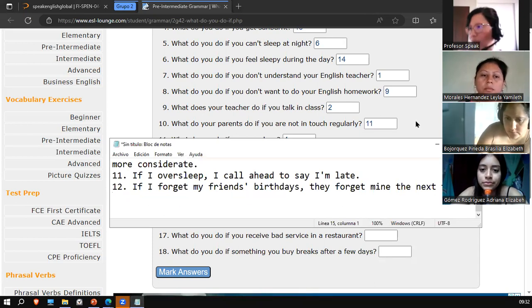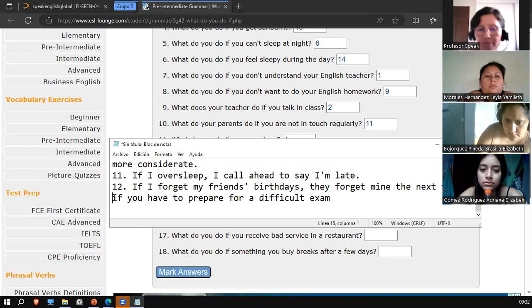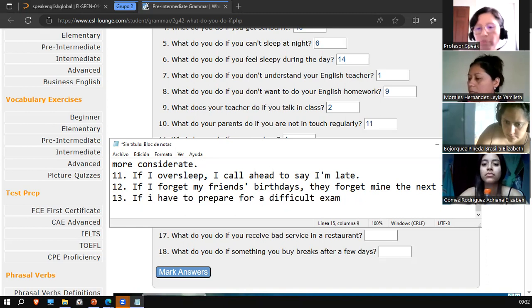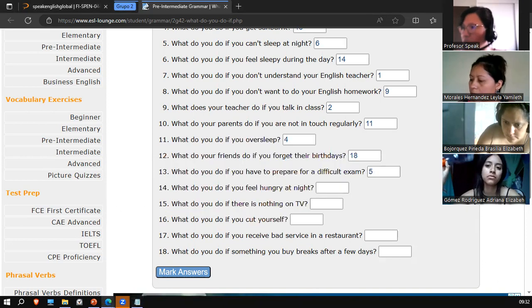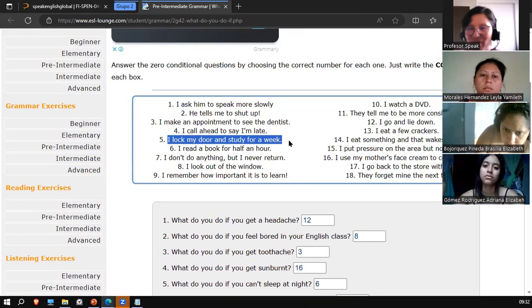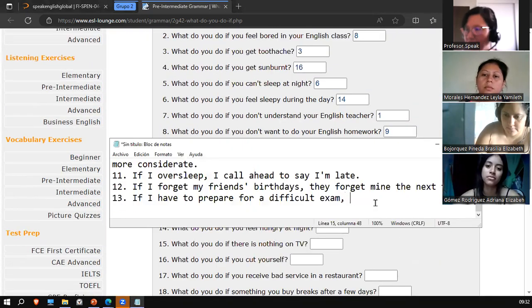Oh, I think I didn't copy it. If I have to prepare for a difficult exam, comma, right, number 5, you told me, I lock my door and study for a week. Okay. If we don't force ourselves, if there's no discipline, it's impossible.